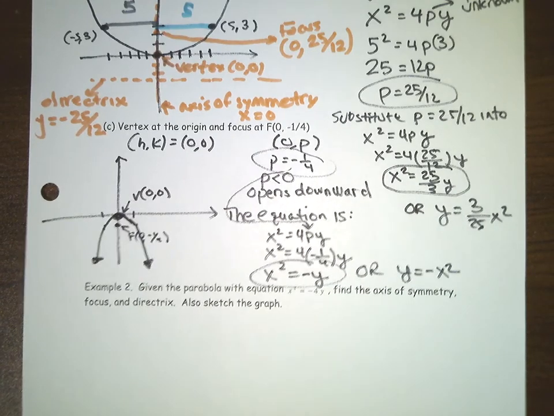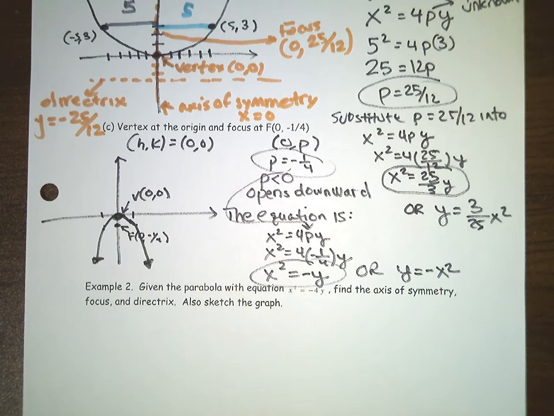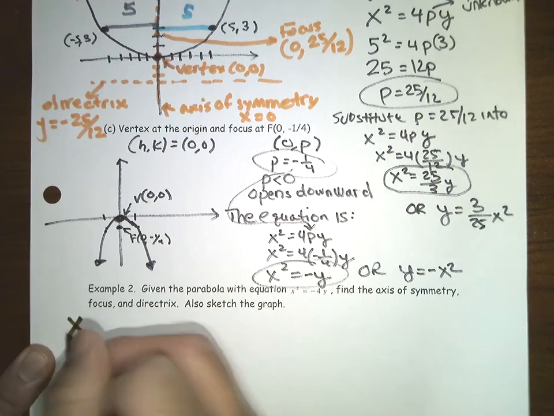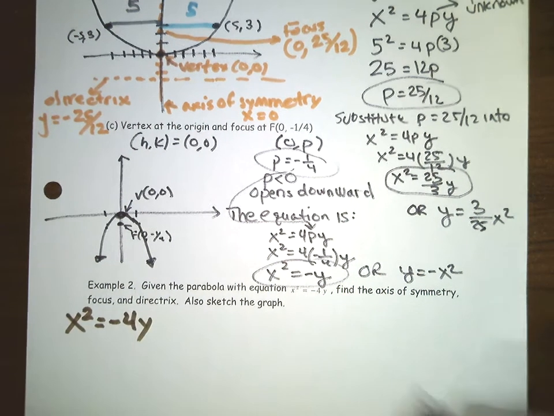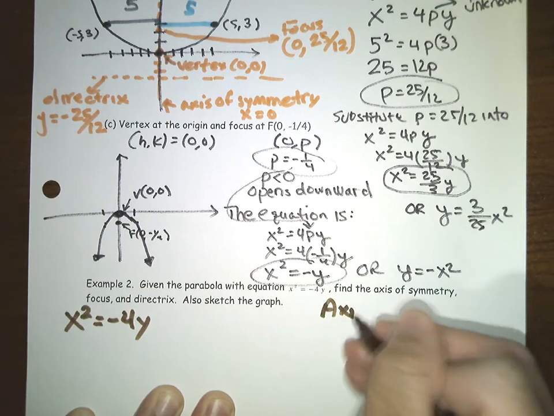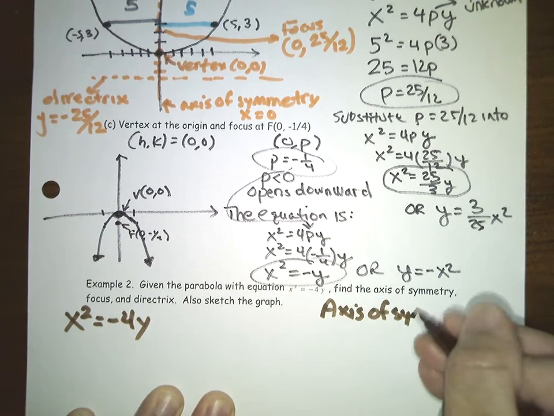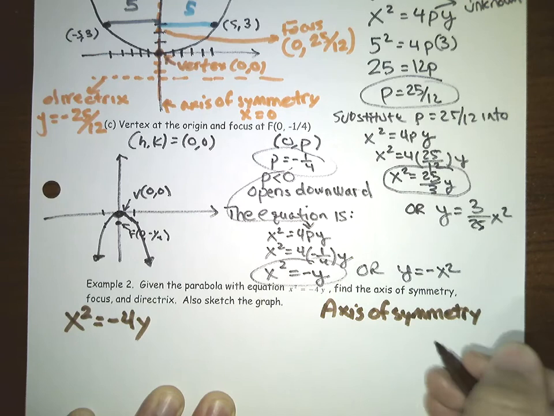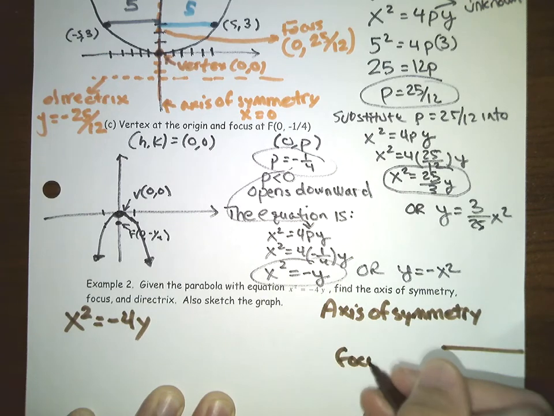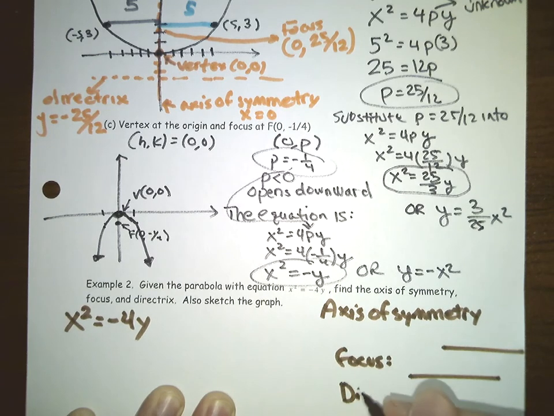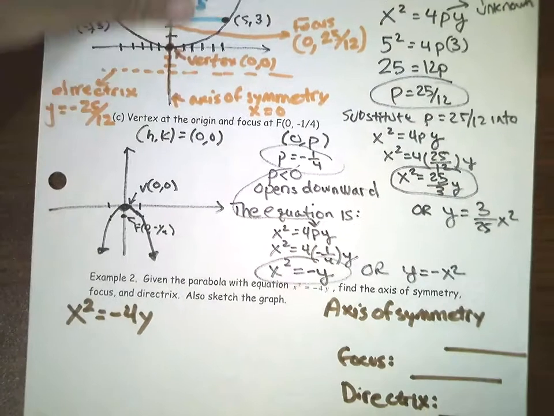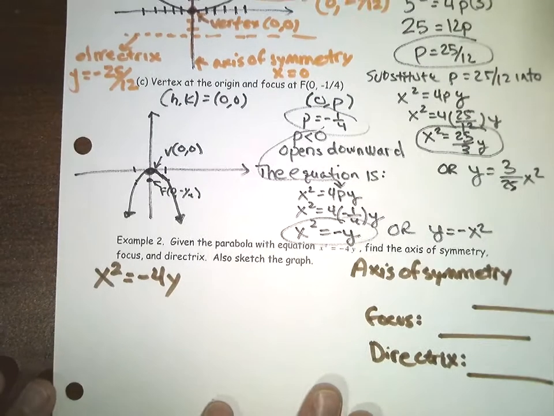All right, so again, if you have any questions, feel free to ask, but these are just some different ways that you could sketch the graph given only partial information about it. So given the parabola with the equation x squared is negative 4y, let's find the axis of symmetry, and then the focus, and then the directrix. All right, so we'll find all of these items for this particular graph here.